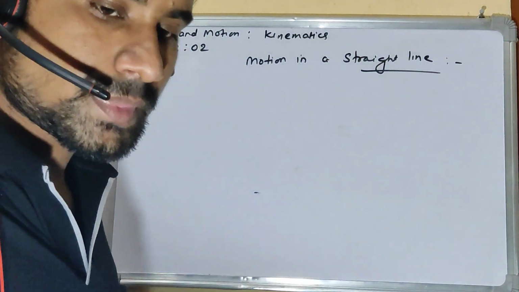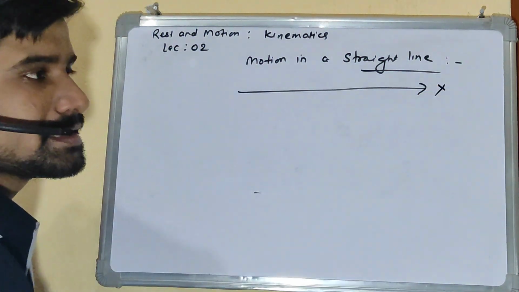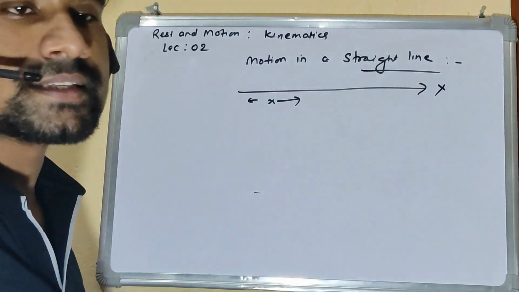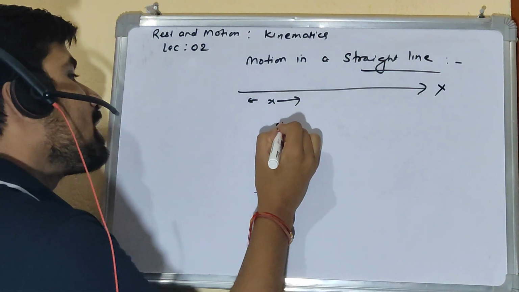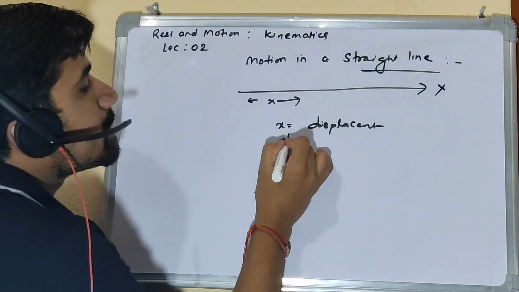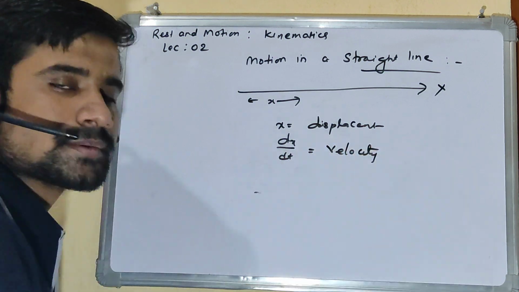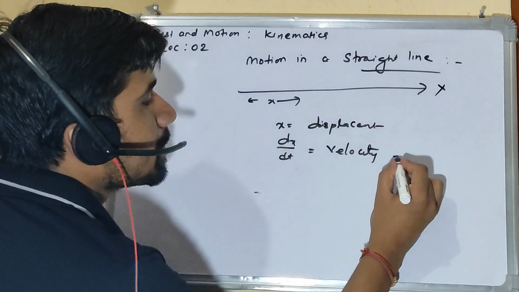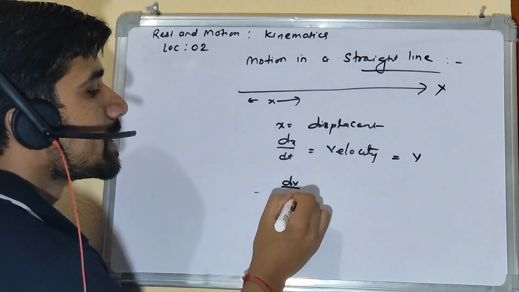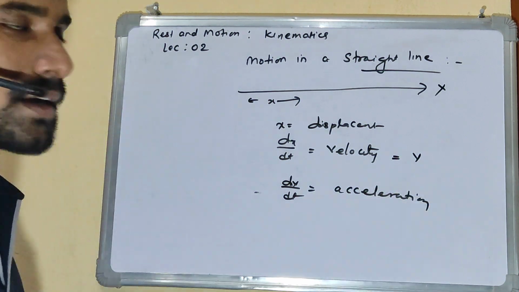So if this is the x-axis, let's say this x is my displacement. So I can represent all quantities in this particular motion, right? Let's say x is nothing but displacement. Again, dx by dt is velocity, instantaneous velocity, which is v, right? What is dv by dt? dv by dt is acceleration, right?